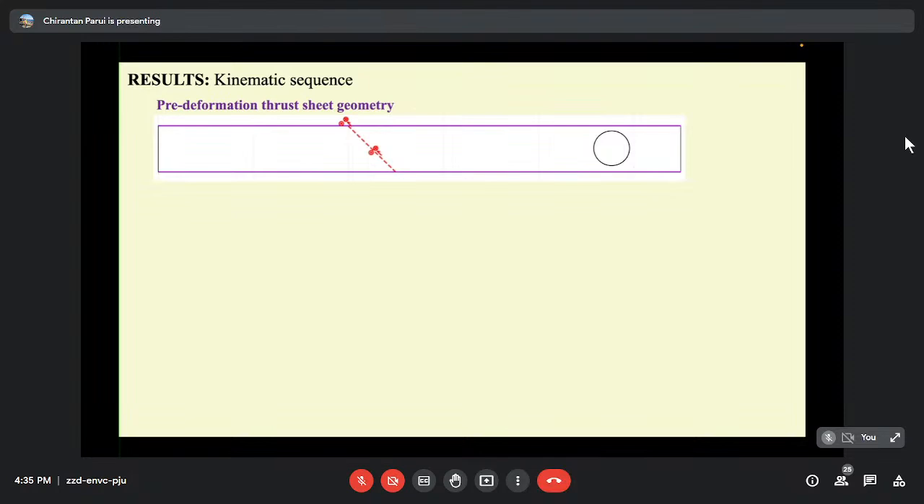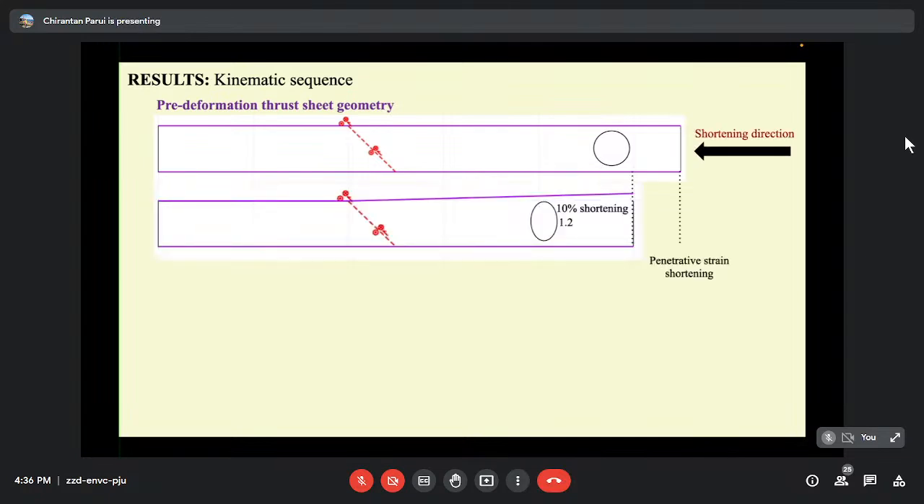Now, to demonstrate the kinematic sequence in which penetrative strain has developed within the thrust sheets, I'm going to use this cartoon, where this rectangle box indicates the pre-deformation geometry of a thrust sheet, and we are going to use this reference circle to track deformation as penetrative strain.